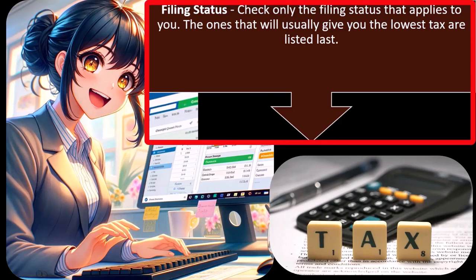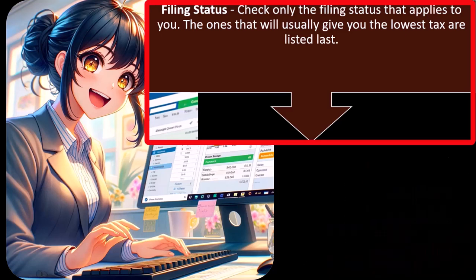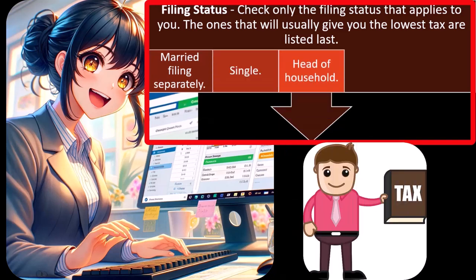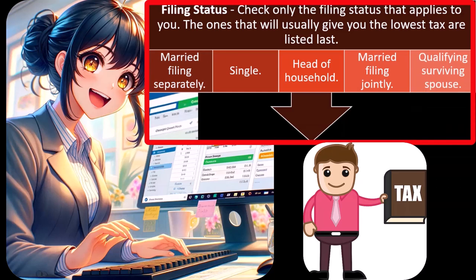So the ones that will usually give you the lowest tax are listed last. They include married filing separately, single, head of household, married filing jointly, and qualifying surviving spouse. So they try to list them from the least favorable status to the most favorable status for taxes, at least. Obviously, a qualifying surviving spouse is not a happy situation in life, but it could be beneficial with regards to the taxes. Now, in reality, it doesn't always go in this order.